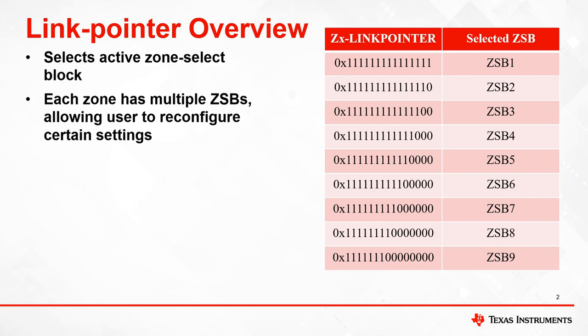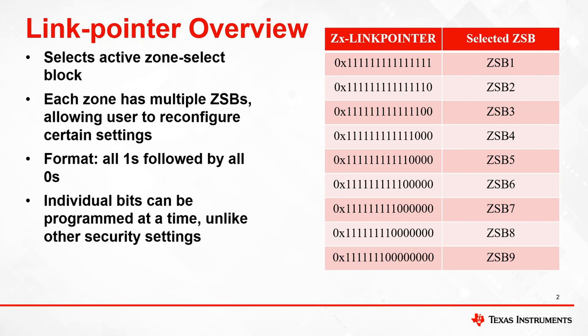The format of the link pointer should always be a sequence of ones followed by a sequence of zeros, if any. On most C2000 devices, the default link pointer is hex 3FFF. When updating the link pointer, the user should only program the least significant 1 to a 0. Since the link pointer is part of one-time programmable memory, once a bit in the link pointer has been changed from a 1 to a 0, it cannot be changed back. Therefore, the user cannot revert back to a previously active zone select block.